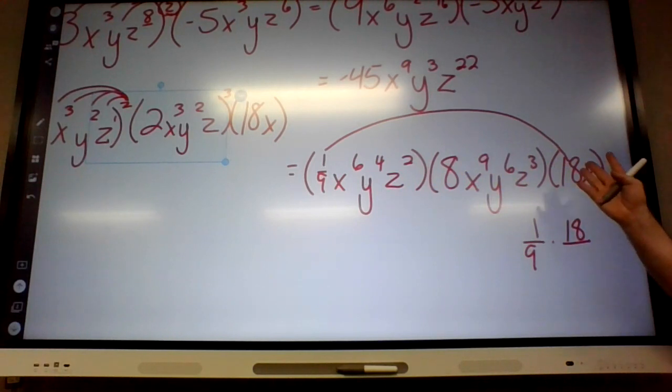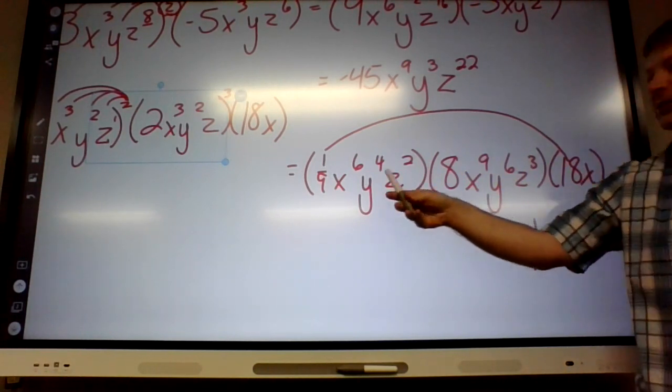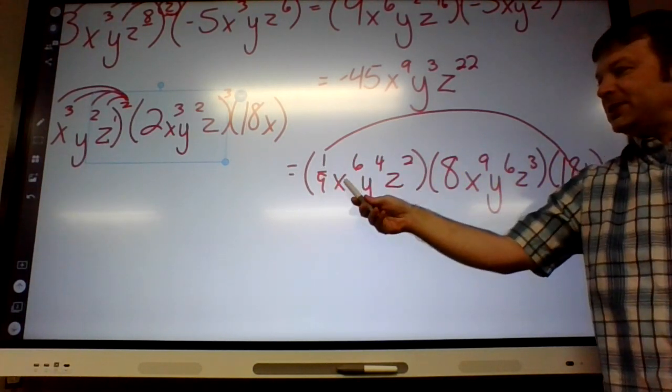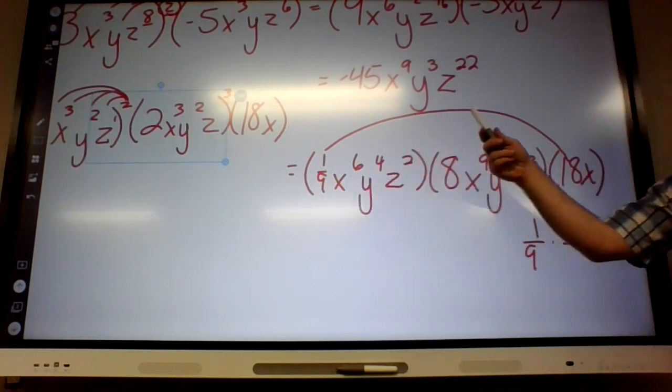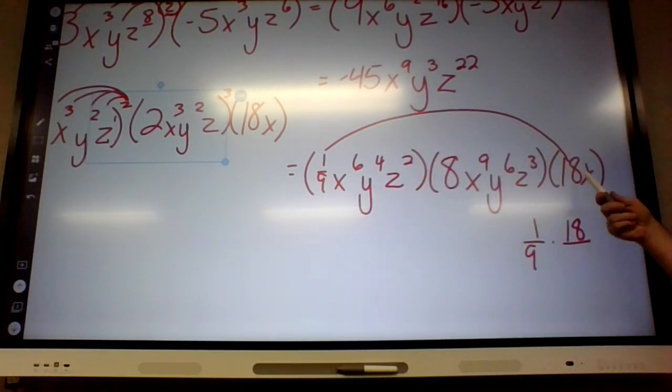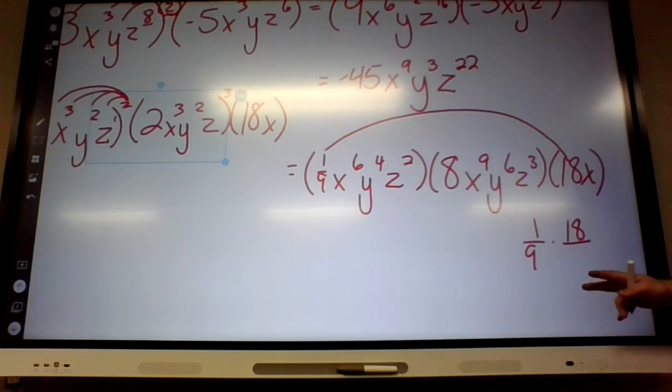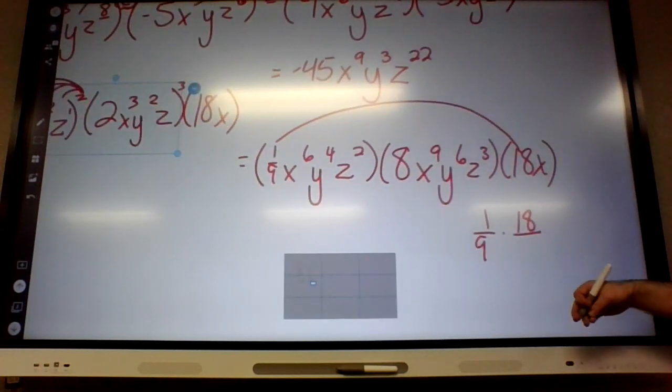Now, does order of multiplication matter? No. Can I simplify 1/9 times x to the 6? No. Can I simplify 1/9 times 8 times 18? Yes. So I'm multiplying together what stuff can be simplified. Everything's connected. Everything's multiplied together. It's one big multiply problem.